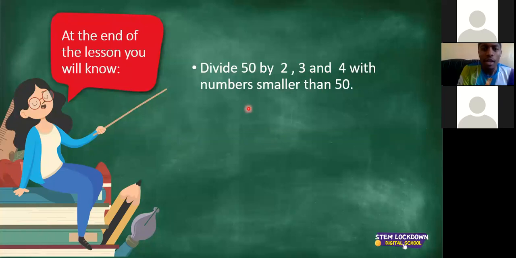So we're dividing 50 by 2, 3, and 4 with numbers smaller than 50.